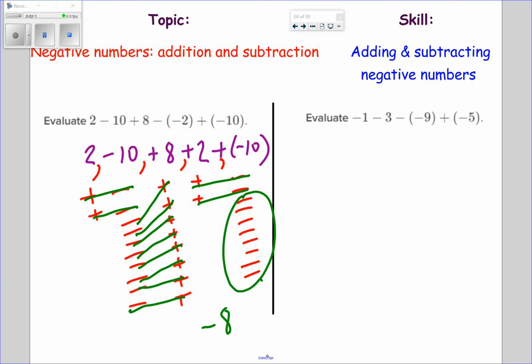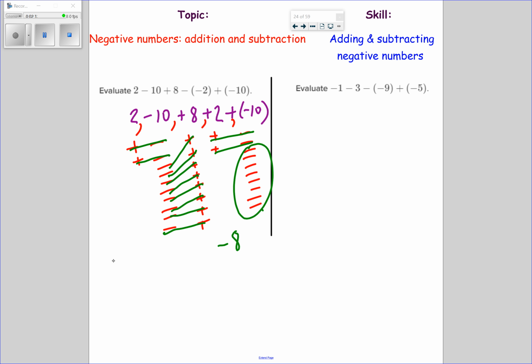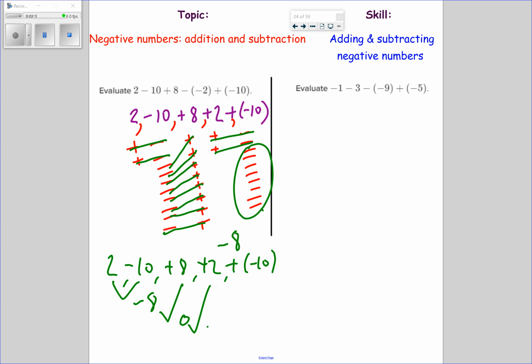Now, just to show you that it can be done another way, I'm going to do the same problem. 2 minus 10 plus 8 plus 2, I'm just recopying this step up here, plus negative 10. I'm just going to go left to right here. 2 and negative 10 is negative 8. Negative 8 plus 8 is 0. 0 plus 2 is positive 2. And 2 plus negative 10 is negative 8. So I get the same answer both ways.